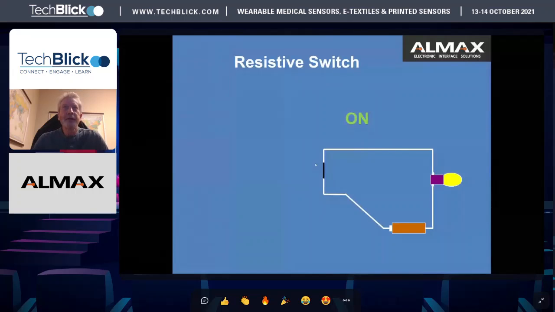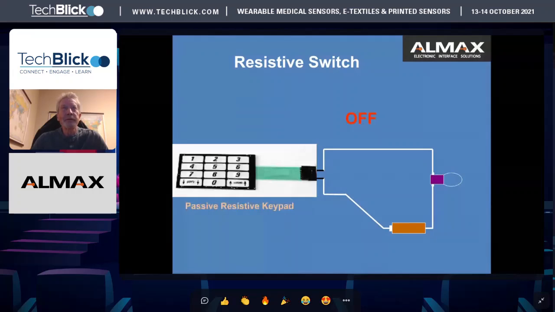Very easy. Now, if I replace this switch with a passive membrane switch, resistive keypad, and say I select to connect the wires to key number 2, and I press key number 2, I direct the current from the battery through key number 2 and back out again to turn on the light bulb.